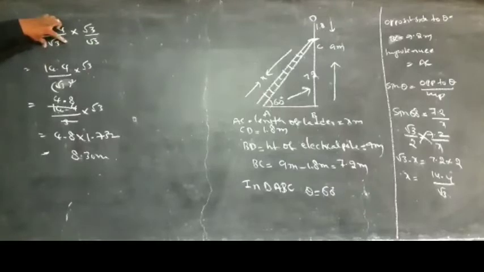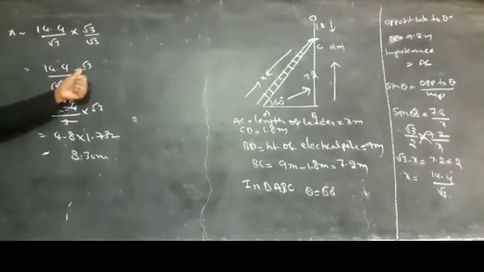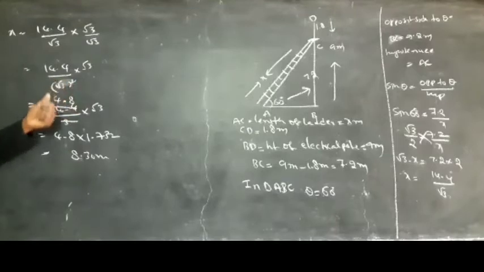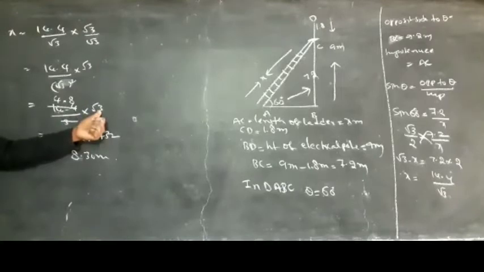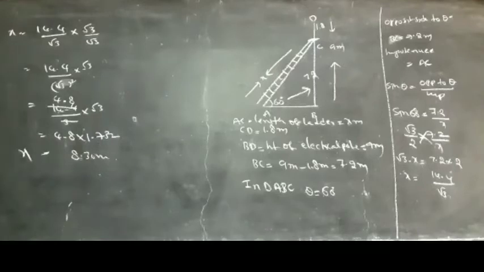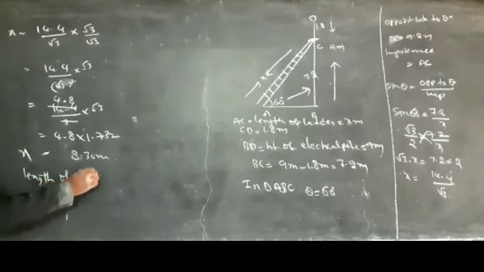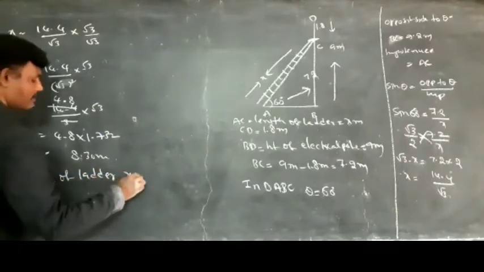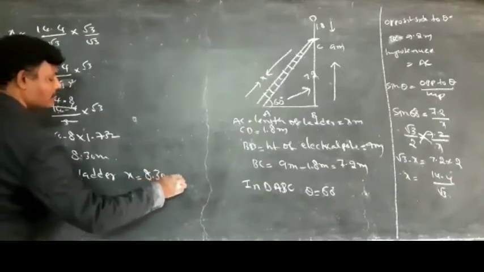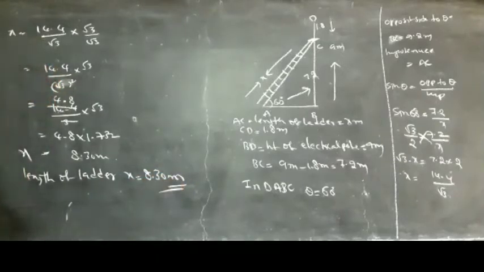Rationalizing factor of root 3 is root 3. So I am multiplying and dividing with the rationalizing factor, root 3 by root 3. So 14.4 into root 3 by root 3 whole square. Square and root cancel. So 3 4s are 12, 3 8s are 24, 4.8. The value of root 3 is 1.732. So finally the value of x is equal to 8.30 meters. X is nothing but the length of the ladder. So what is the length of the required ladder? It is nothing but 8.30 meters.